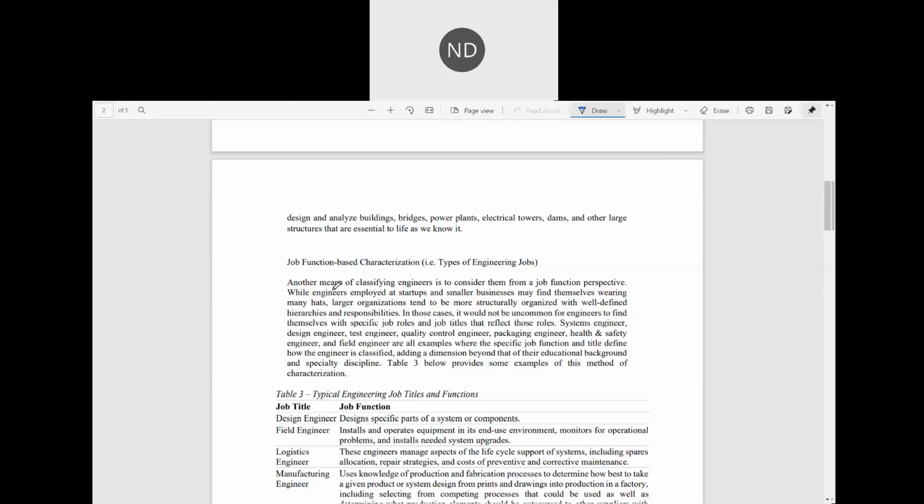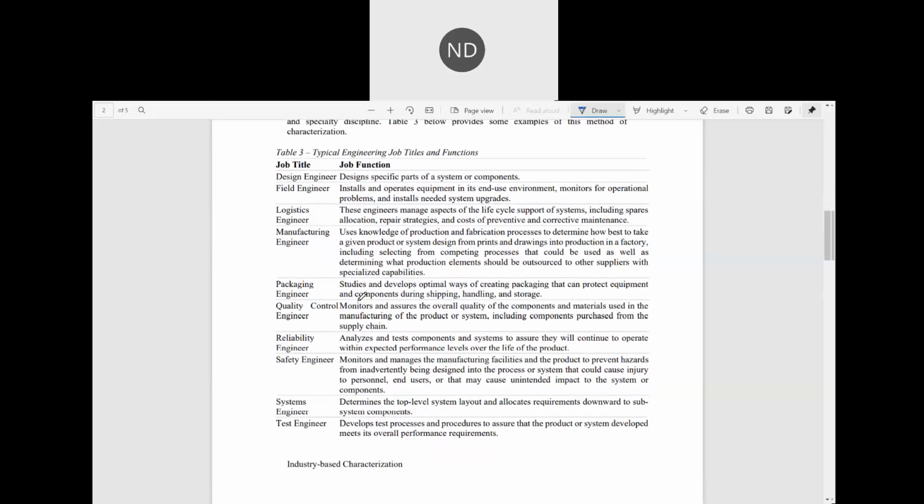For a system engineer, they'll be working on programs and so on. So there can be a quality control engineer, system engineer, design engineer, test engineer, and packaging engineer. Quality control engineers will be doing material tests. So there are various job roles in the engineering field.